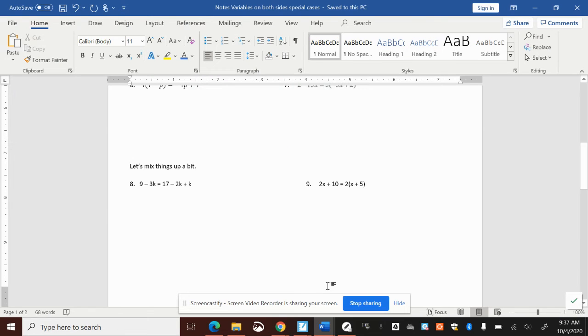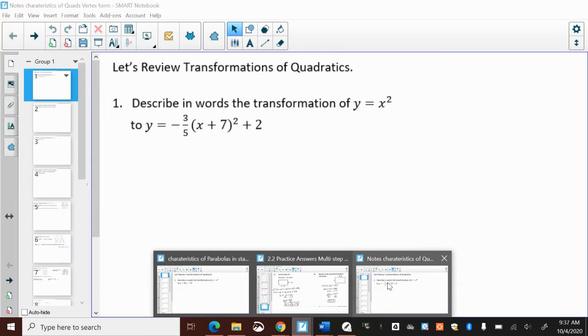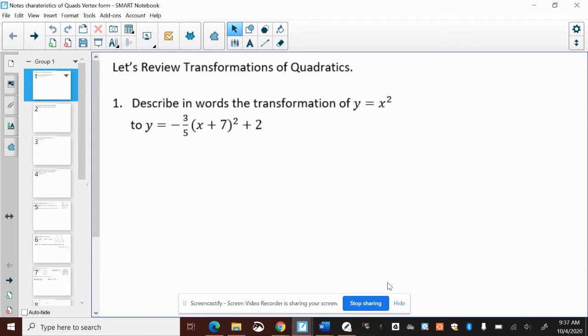Okay, guys, so today we are going to start with characteristics of quadratics. We're going to do the vertex form today, but first let's just start with a review of what we've done in previous classes. We want to describe in words. We ask ourselves 4 questions.